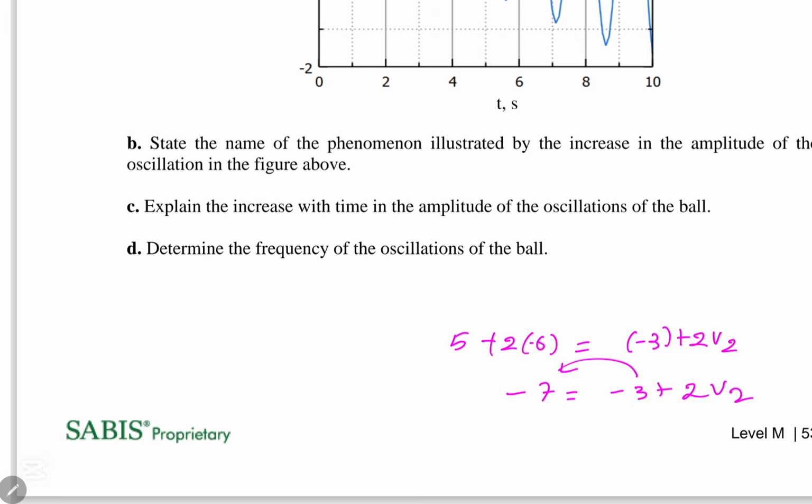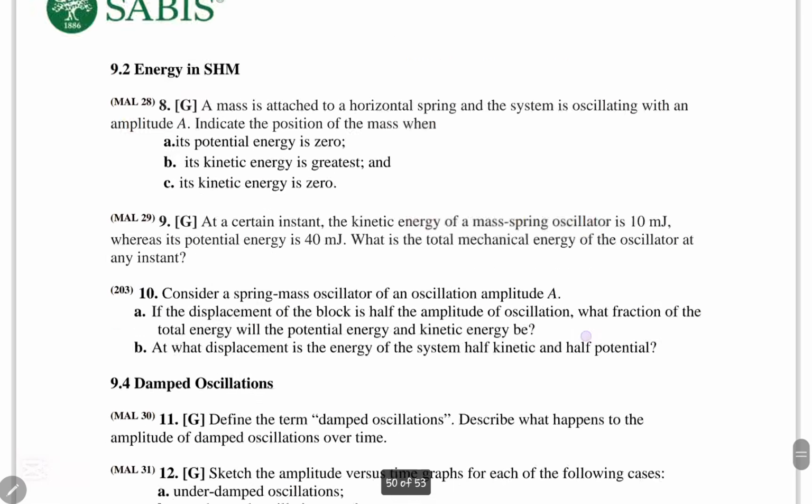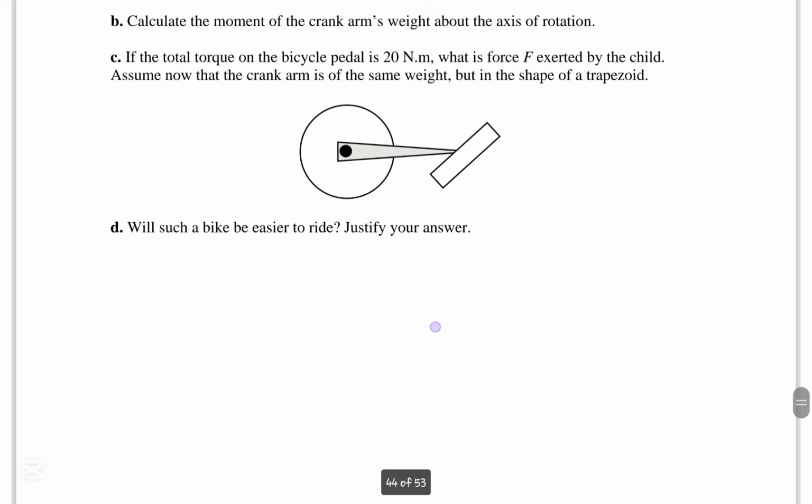You move this to the other side, and I got minus 4 is equal to 2v2. So v2 is then equal to minus 4 meters per second, okay? So the speed, I forgot which page it was. Let's go back to find it.